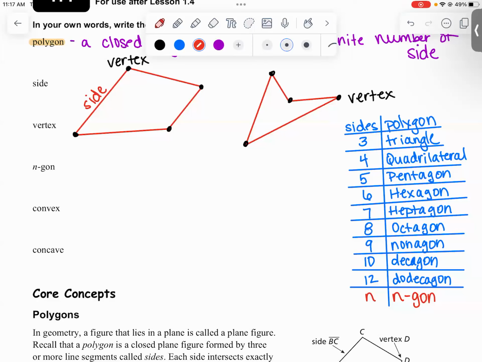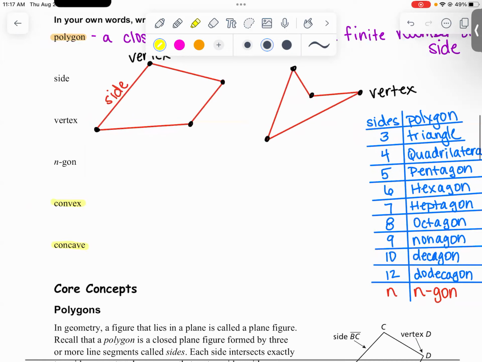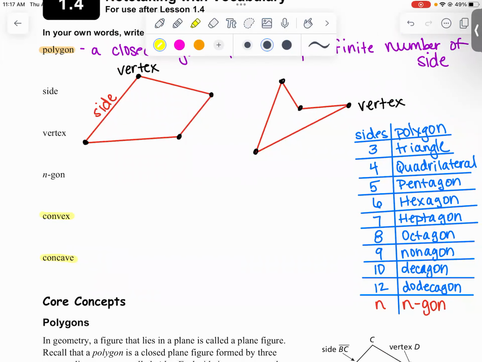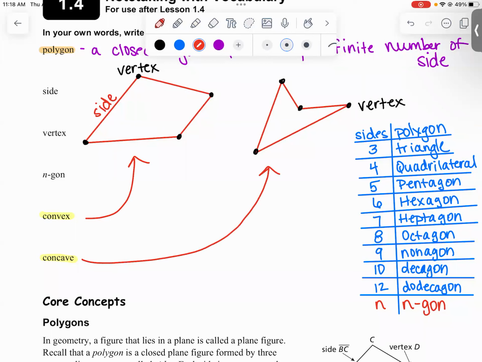All right. Now, we need to understand the difference between convex and concave. I have an example of each of them up here, because it caves in. Okay, so this is a convex and this is a concave.